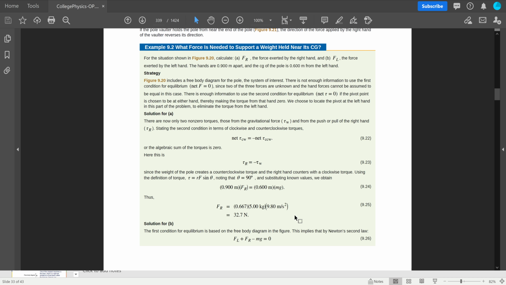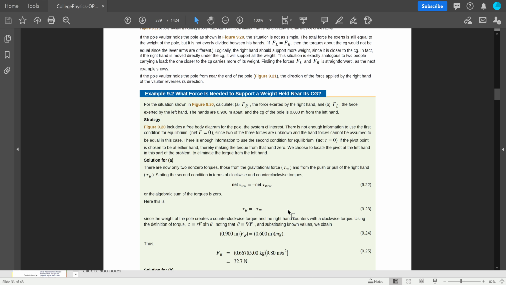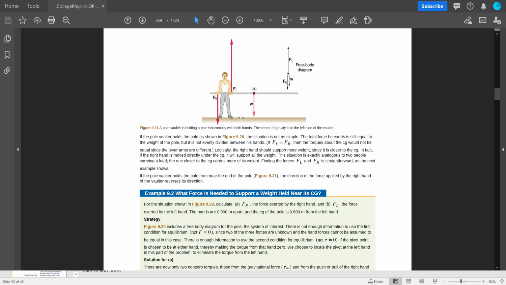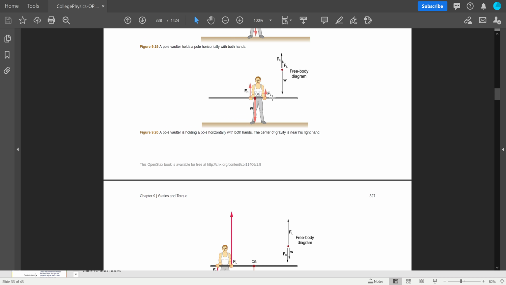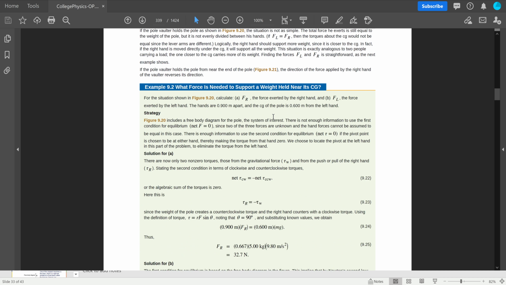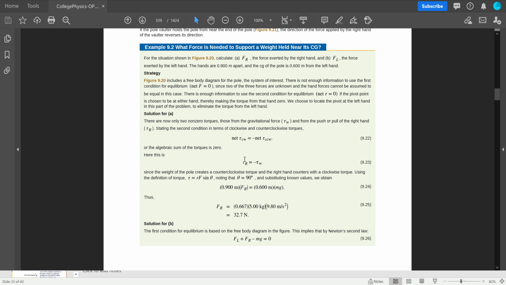Since our pivot point is on the left hand, let me show you in the image here. We're putting our pivot point on the left hand, so we only have the torque from the right hand and the torque from the weight of the pole. So we set the torque from the right hand equal to the torque of the weight of the pole. We know that torque is r F sine theta, but theta here is 90 degrees, so the sine theta goes away.